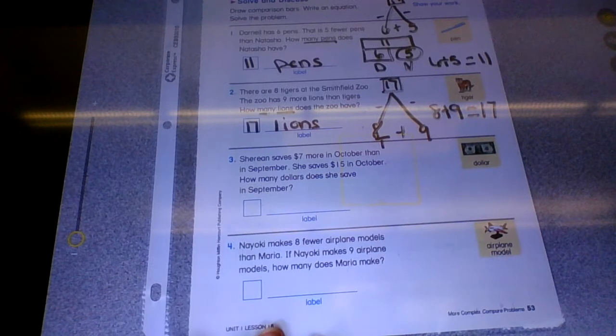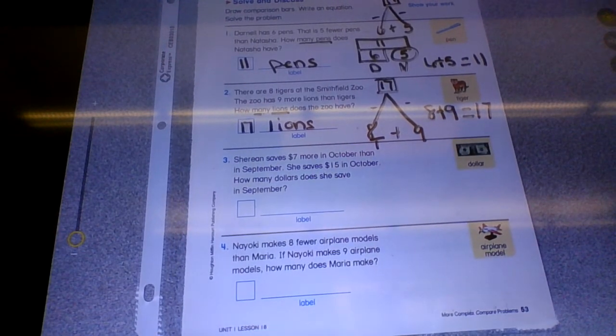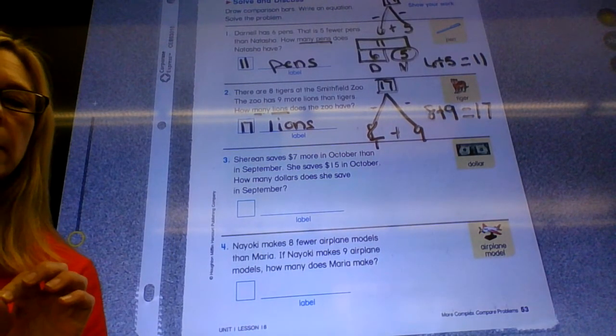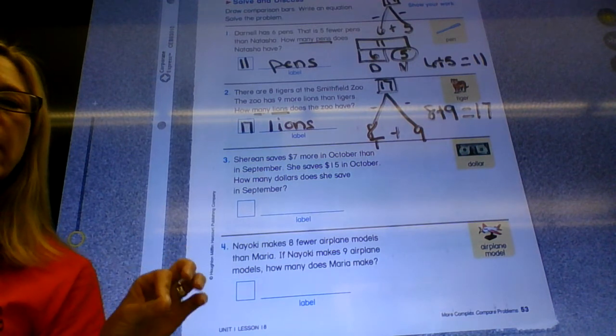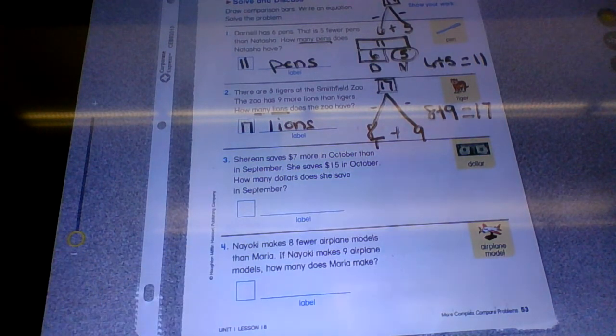All right, here we go. Hopefully you can keep up. And the good thing about the video is you can stop it if I'm going too fast and finish your math problem and then start it again. Shireen saves $7 more in October than in September. She saves $15 in October. How many dollars does she save in September?